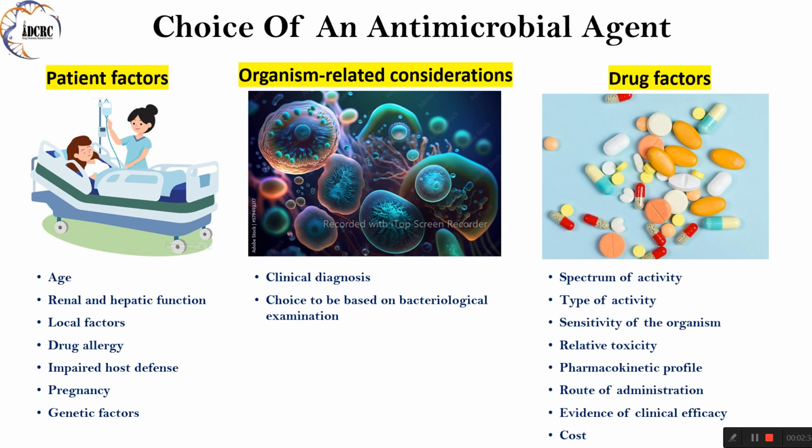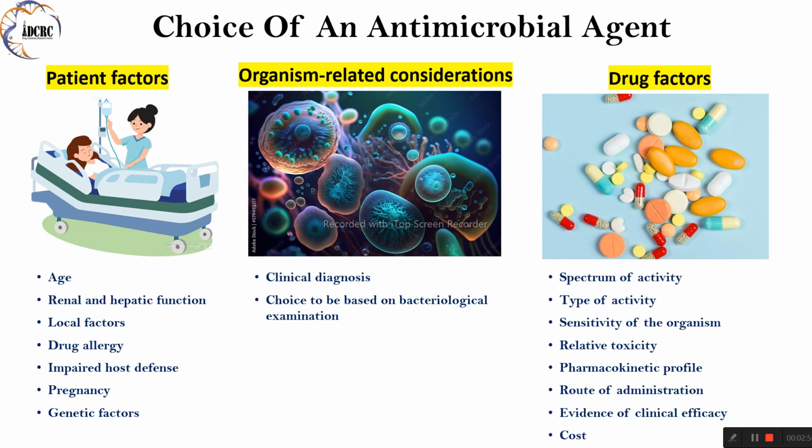Drug factors. Spectrum of activity. The choice between narrow-spectrum and broad-spectrum antibiotics depends on the suspected pathogens and the need for empirical coverage. Type of activity. Bactericidal antibiotics directly kill bacteria, while bacteriostatic antibiotics prevent their growth. The choice between the two depends on the severity and type of infection.